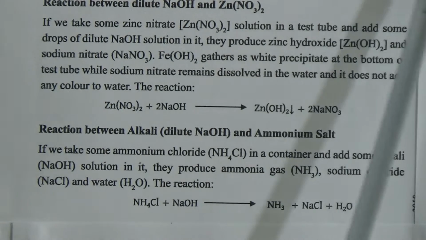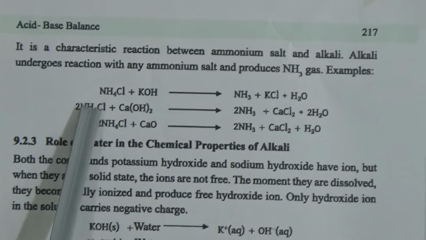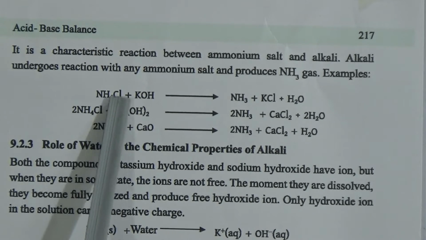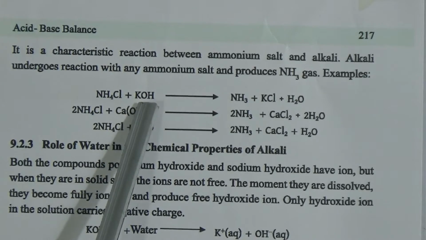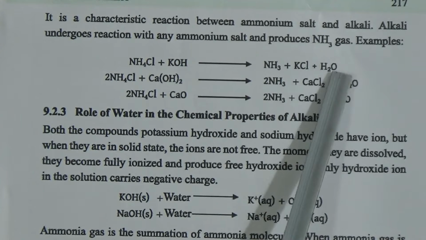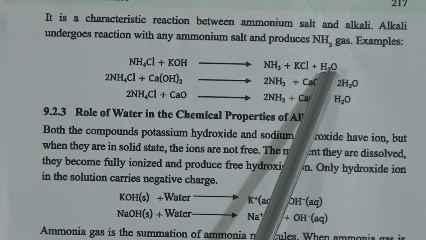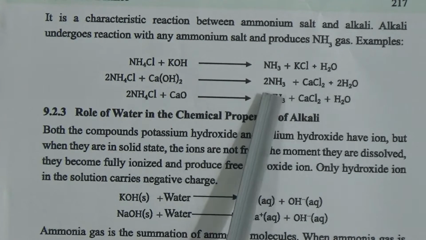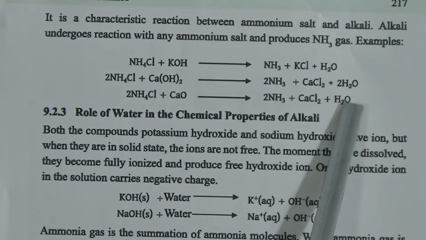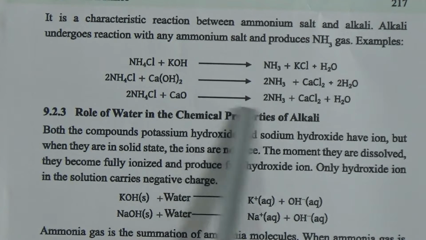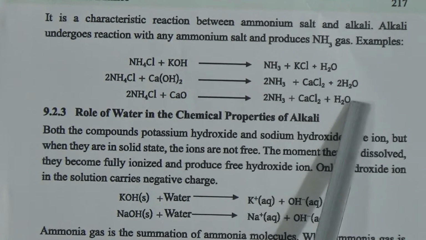Now come here, there they show the reaction between ammonium chloride and different types of alkali and base. When ammonium chloride reacts with potassium hydroxide, it produces ammonia, potassium chloride and also water, like the sodium hydroxide. Now come to the next one, ammonium chloride reacts with calcium hydroxide, producing ammonia, calcium chloride and water. Next, ammonium chloride reacts with calcium oxide, producing ammonia, calcium chloride and water.